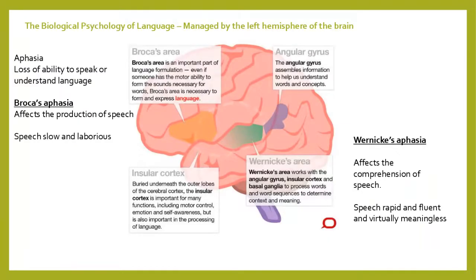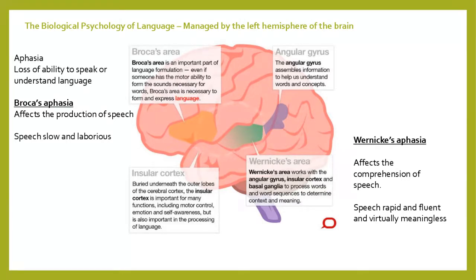So again, with language, what is the neurological process with language? We know that language is managed by the left hemisphere of the brain. And again, brain damage often gives us more information about those areas of the brain and language. So aphasia is a loss of ability to speak or understand language. That is a direct result of damage to a part of the brain.